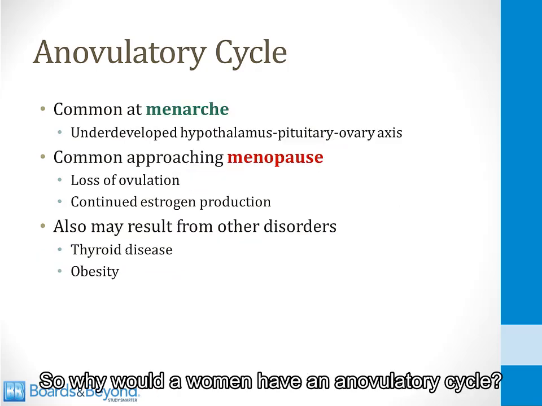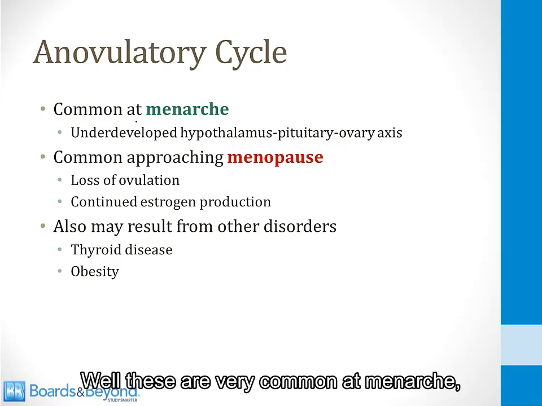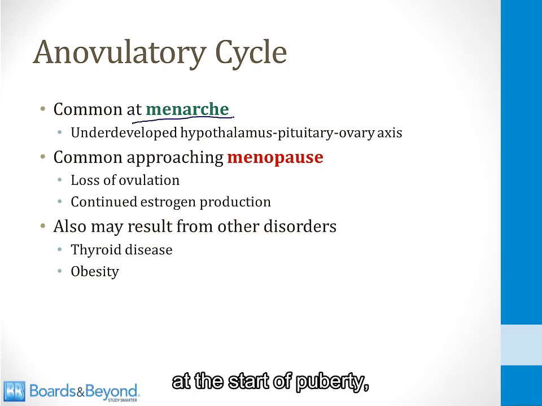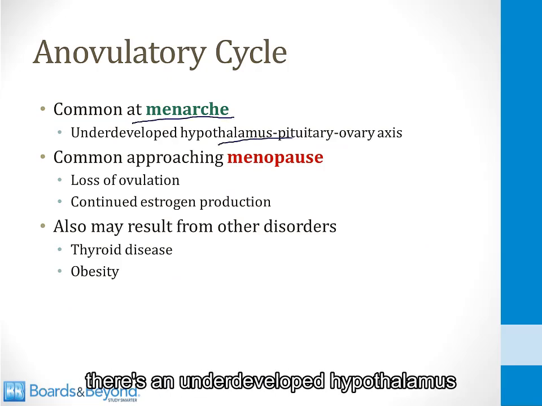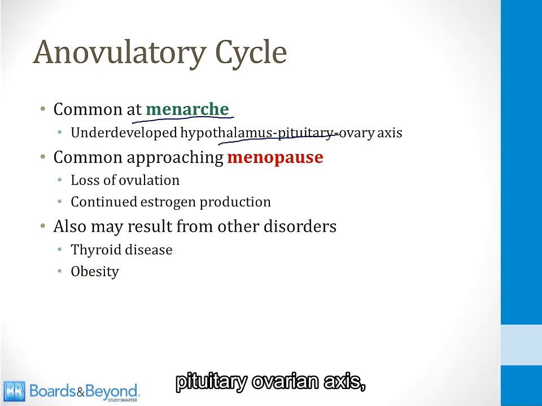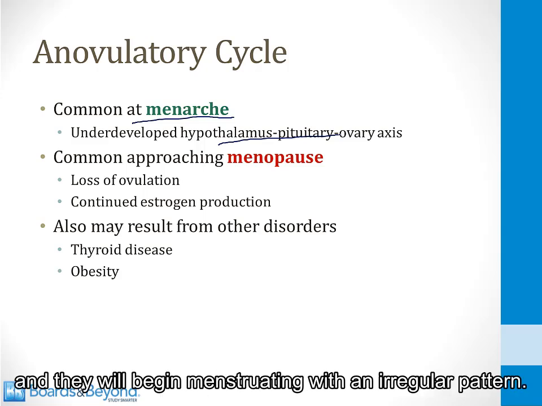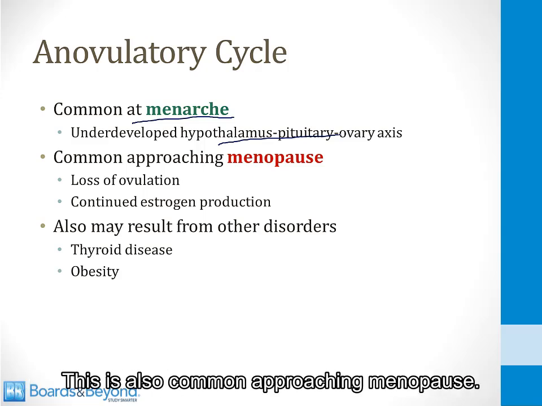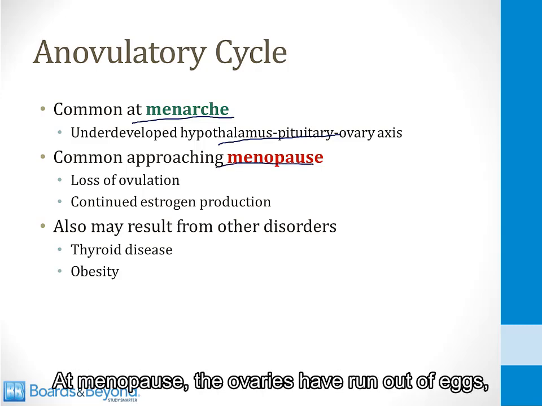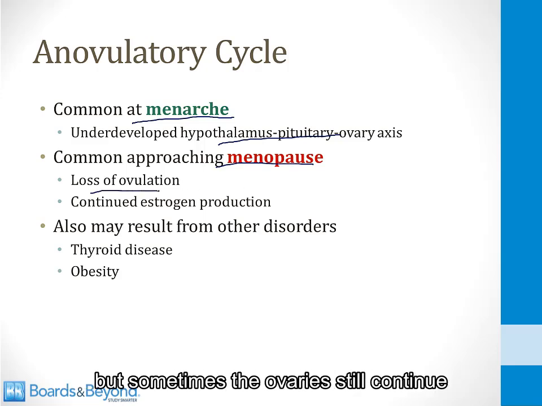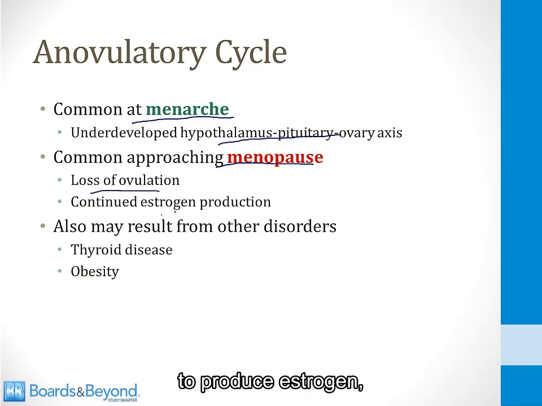So why would a woman have an anovulatory cycle? Well, these are very common at menarche. At the start of puberty, there's an underdeveloped hypothalamus pituitary ovarian axis, and women will often have an anovulatory cycle, and they will begin menstruating with an irregular pattern. This is also common approaching menopause. At menopause, the ovaries have run out of eggs, so there's a loss of ovulation, but sometimes the ovaries still continue to produce estrogen, so you get anovulatory cycles.